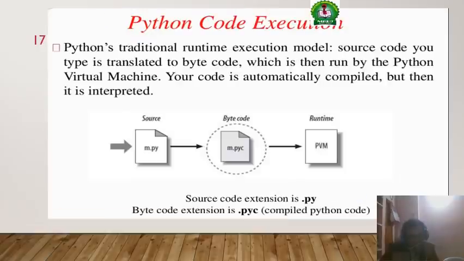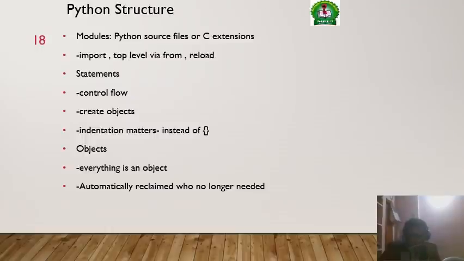Now, Python code execution, that is, running the Python code. You develop the code with Python, naming the file with the extension .py. It is interpreted by the Python compiler and interpreter, which generates the byte code m.pyc, and with the help of the Python virtual machine it runs the byte code.